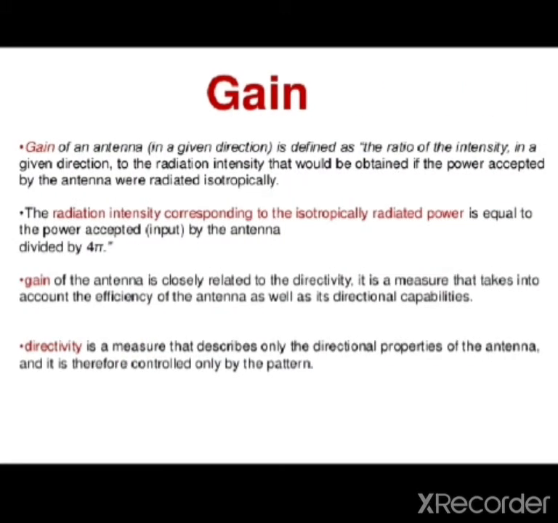So now, gain. What is the gain actually? Gain of an antenna in a given direction is defined as the ratio of the intensity in a given direction to the radiation intensity that would be obtained if the power accepted by the antenna were radiated isotropically. That means what actually? If you take a gain measurement, how will we measure the gain of the antenna system?